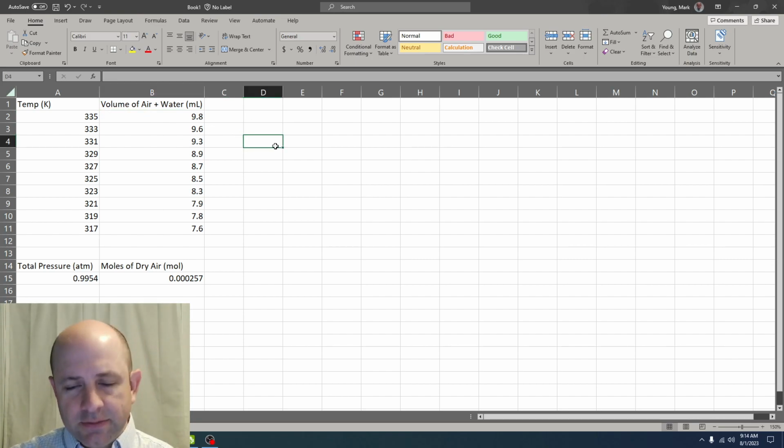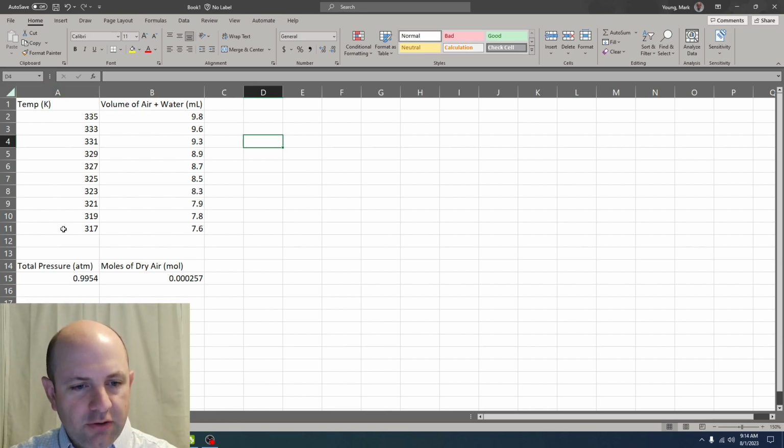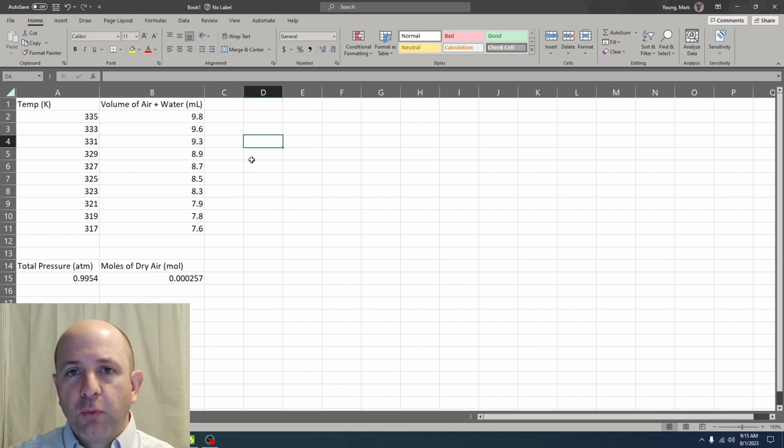But we're going to take this data, manipulate it, and get 3 or 4 additional columns from calculations, and then we'll make the graph like we're supposed to. So we've got temperature here in Kelvin, we've got some volume of air and water in milliliters, and then we've got 2 extra numbers down here. We've got an atmospheric pressure, which would have been measured in the lab and converted to ATM, and then a little shortcut: moles of just dry air in our sample. When you do this lab, you'll have to get that number yourself from additional calculations, but we'll just take it as given right here.